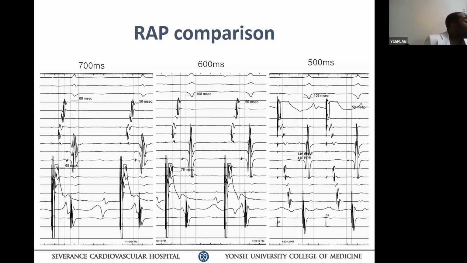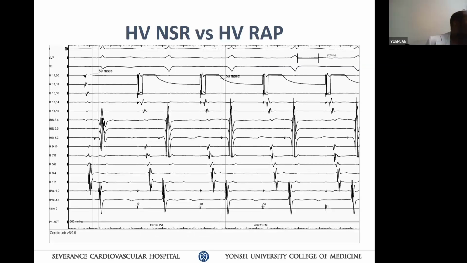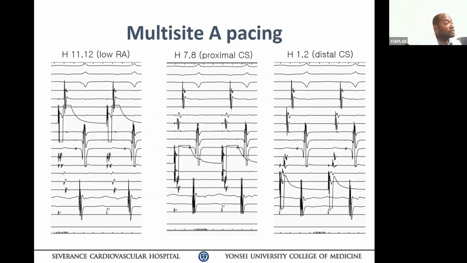You didn't measure the HV interval here? No, the HV interval was all along here. So anyway, the HV interval was fixed. When I saw the previous slide earlier, you measured the HV interval changing, but the actual HV interval is the same. No, it's the AH that was changing, just to show there was AV decrementation without a change in HV. And I think it favors fasciculoventricular rather than a bypass tract.